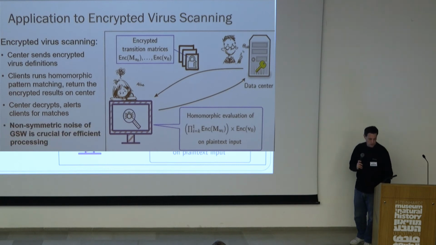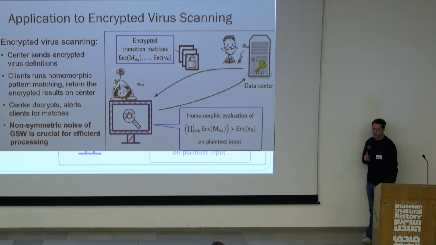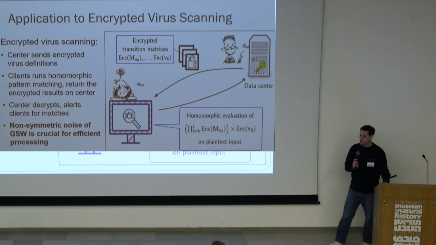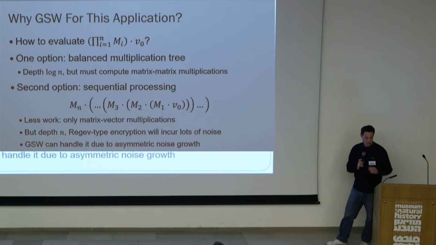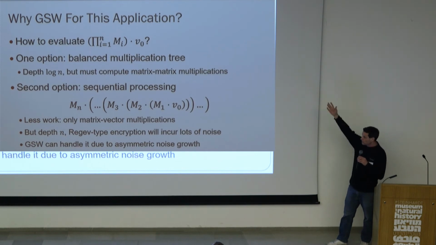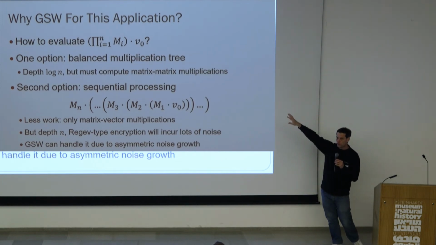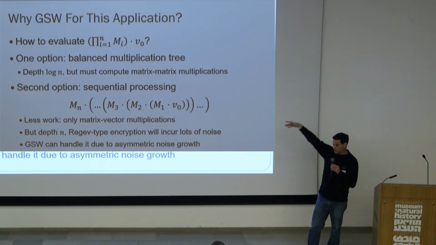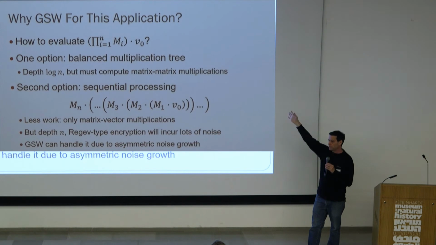And here it turns out that the non-symmetric nature of GSW noise growth is crucial for that application, and the reason is this. The thing on the top is how you evaluate a non-deterministic finite automata. There is a vector V corresponding to the initial state, and you just multiply it by a whole lot of matrices. How do you do that? Well, there are 2 ways to do this.